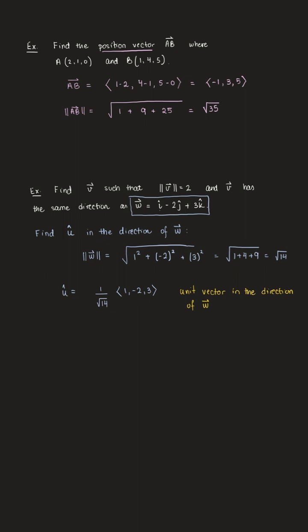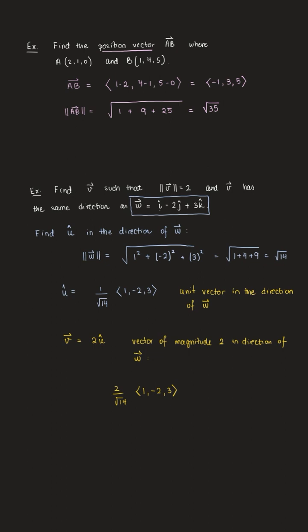And now if I want a vector parallel to this one with a length of 2, we will just multiply our unit vector by 2. And that's going to give us a vector of magnitude 2 in the direction of w. So that's going to give us 2 over the square root of 14 times the components of w, 1, -2, and 3. We could leave our response like this.